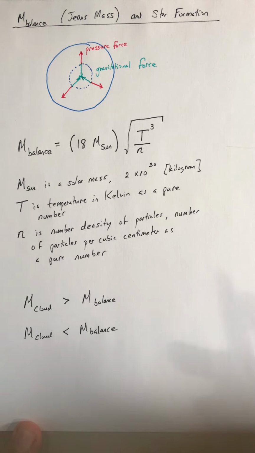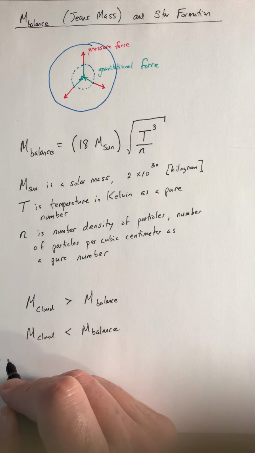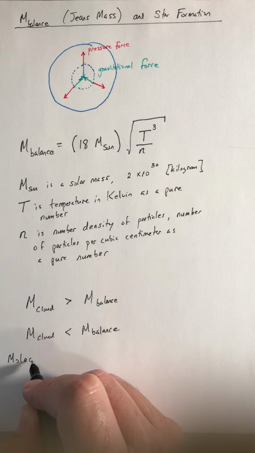So if you look at conditions typical for a molecular cloud, so those we know are the star-forming regions in the Milky Way.